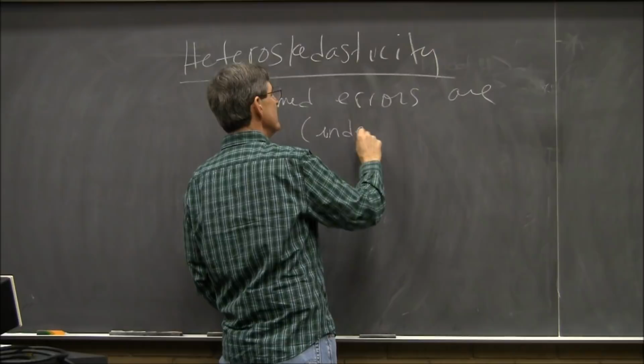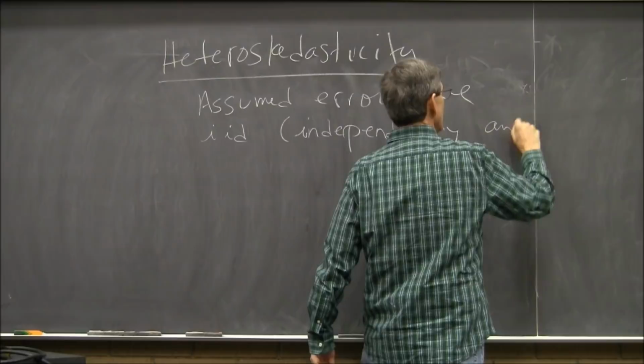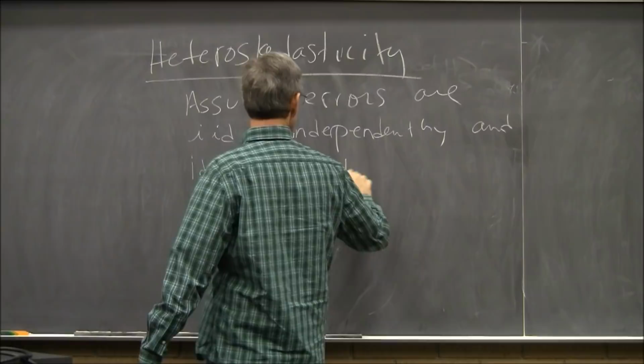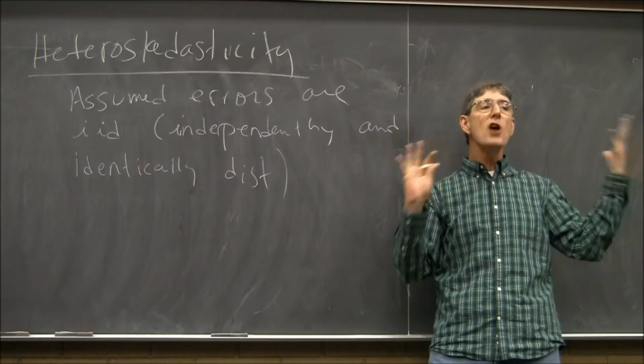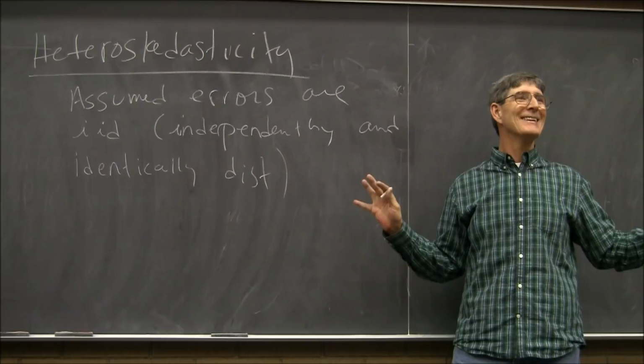I'll probably use that term again, so let me just sketch it out here. Independently and identically distributed. When they're not independently distributed, that's when we have what's called serial correlation. The error today is related to the error yesterday. The errors are not independent. We're not going to deal with that problem next. We will deal with it in plenty of detail, but not today.